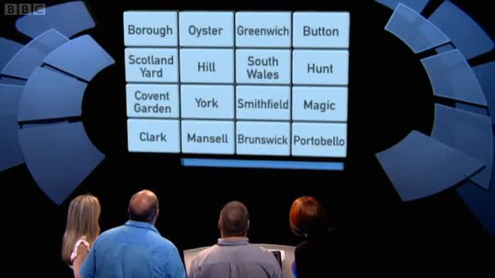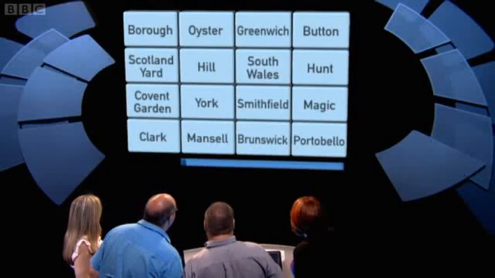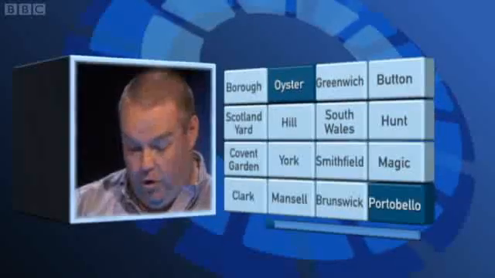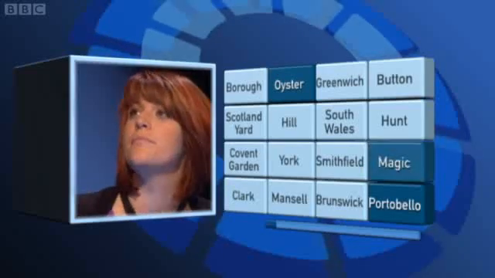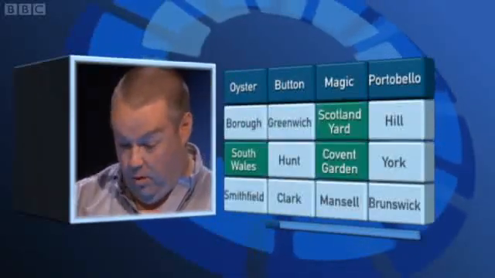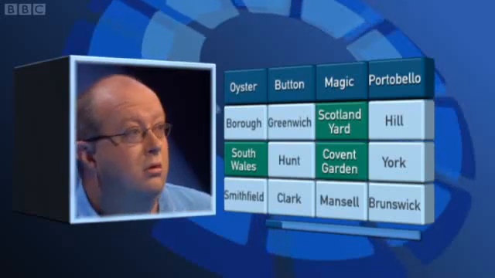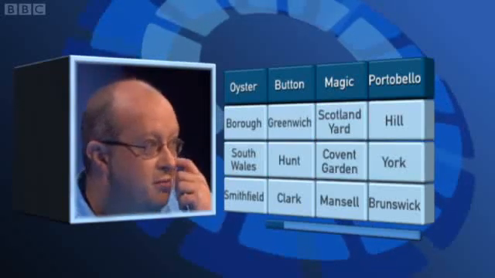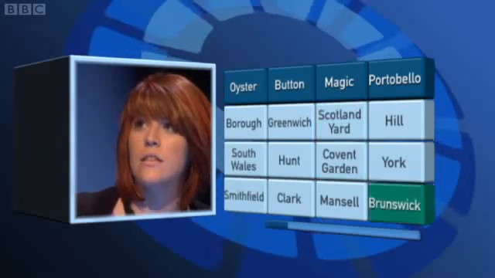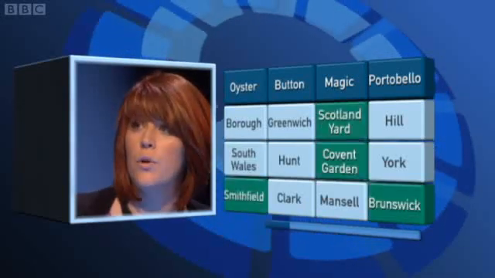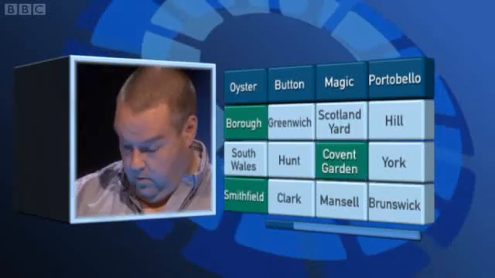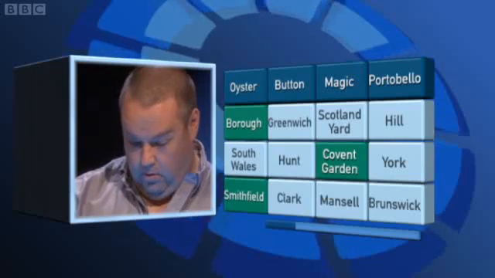Right. Mushrooms. Portobello, oyster, magic. You've got New Button. You've got New South Wales, New Scotland Yard, New Covent Garden, New Smithfield, New York. Well, there's also New Brunswick. There's London markets there. Borough, Smithfield, Covent Garden, and Greenwich. Greenwich, yeah.